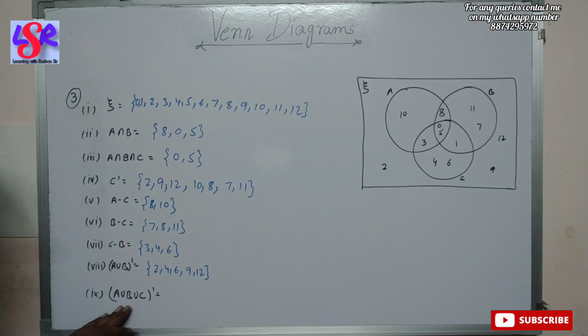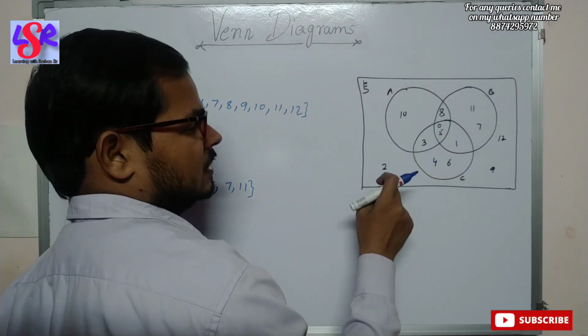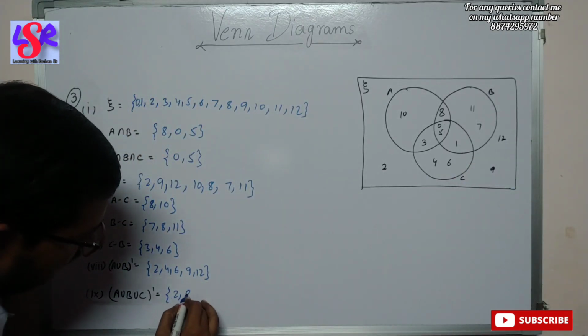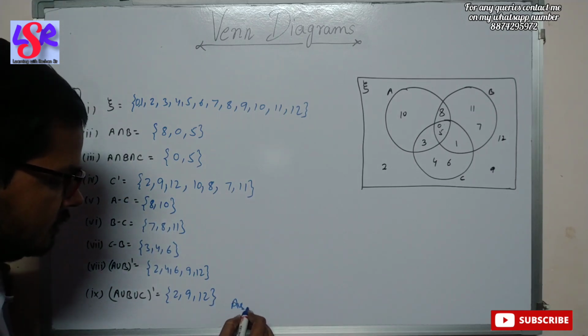Now we have A union B union C complement means इन तीनों सेट के बाहर के नंबर्स 2, 9 and 12 will be taken over here. So we have 2, 9 and 12. So this is your answer.